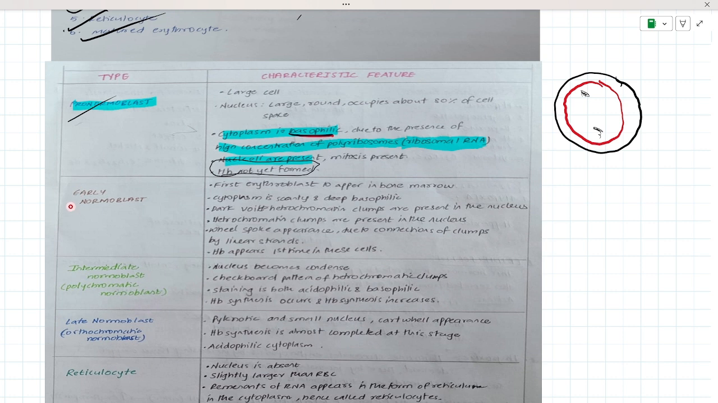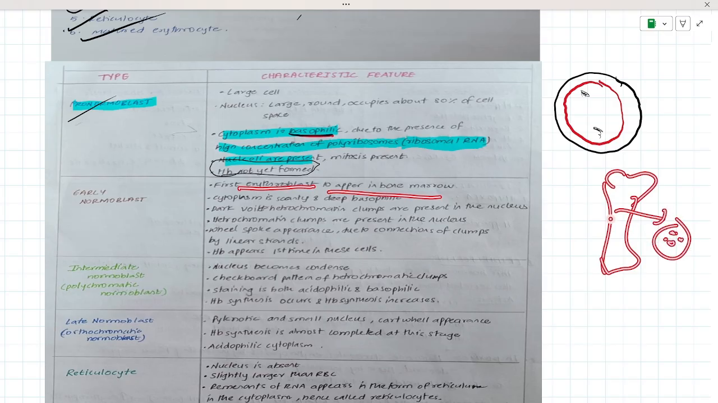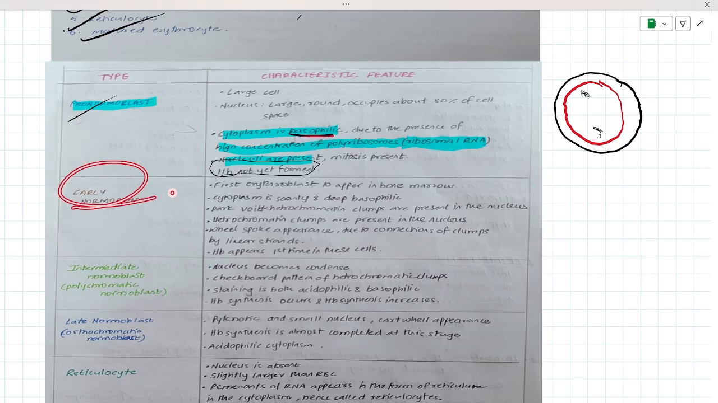Now we'll be discussing the early normoblast. What is this early normoblast? It is the first erythroblast to appear in bone marrow. If we collect some bone marrow and examine it under a microscope, the first erythroblast which we see is the early normoblast. It appears first in the bone marrow examination.